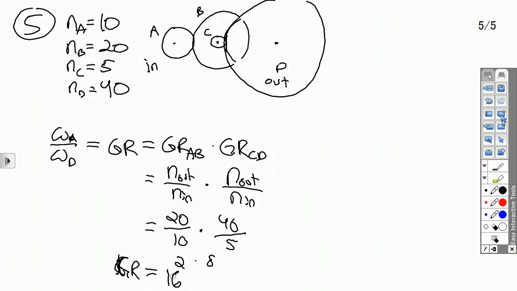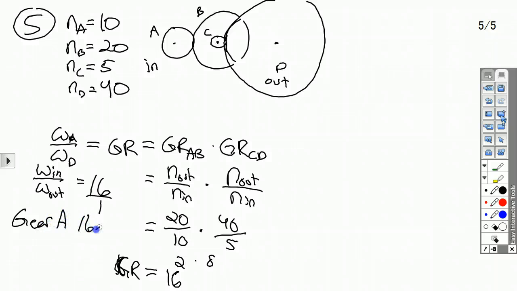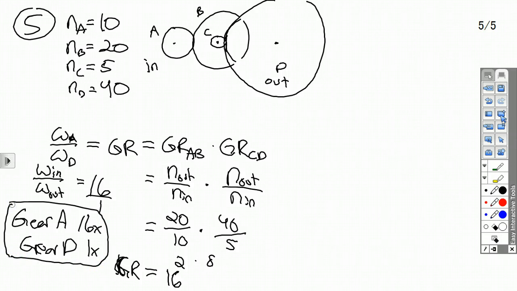Now our gear ratio is also equal to the comparison of the angular velocities. Our gear ratio is 16. That means the angular velocity of the input compared to the angular velocity of the output is 16. So A is going to spin 16 times for every time D will spin. So gear A, 16 times. Gear D, 1 time.